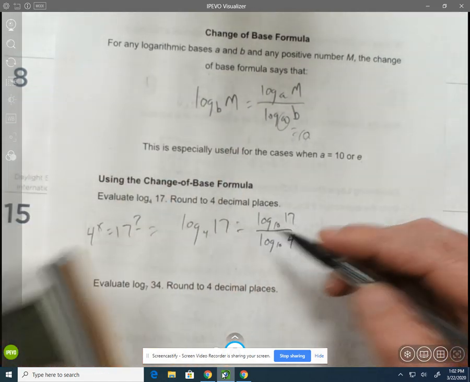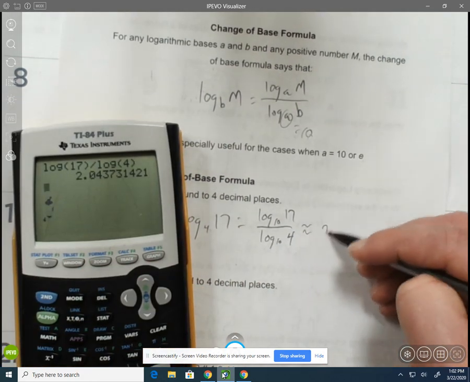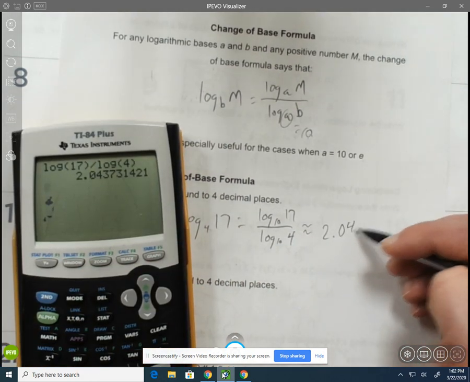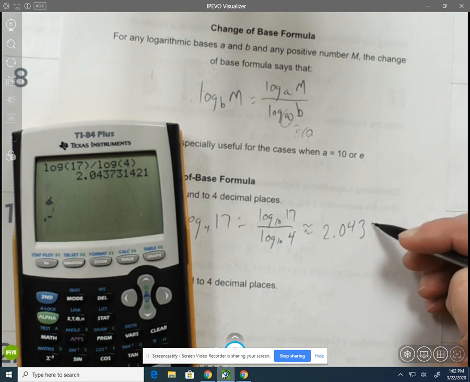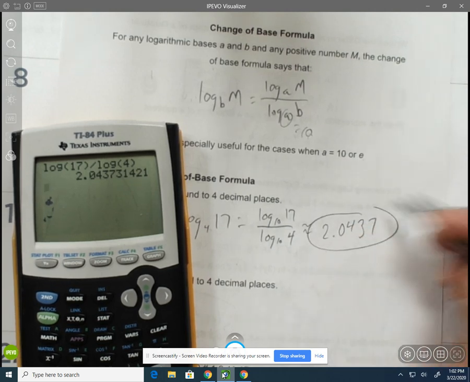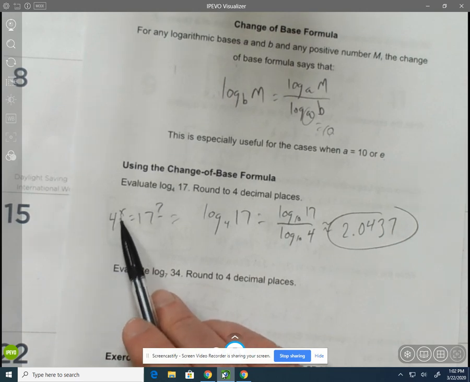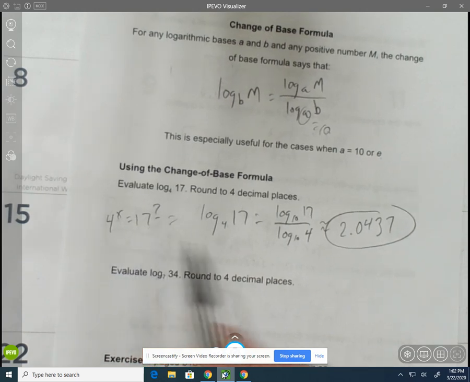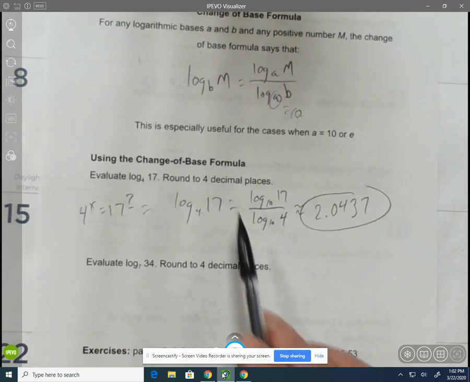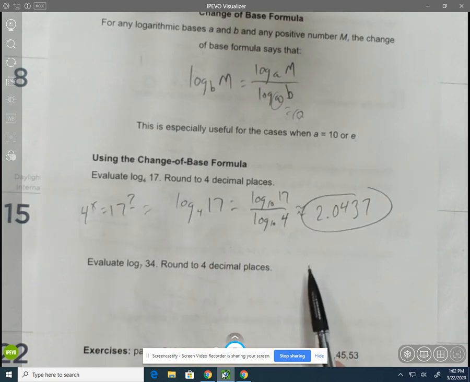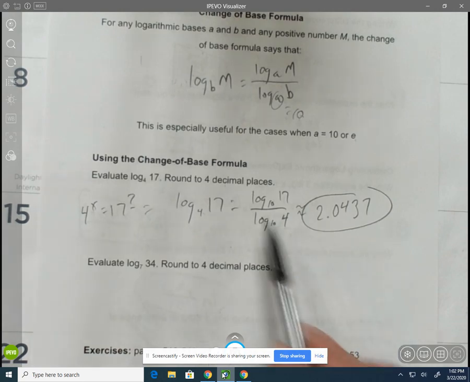It does say 4 decimal places, so this is approximately 2.0437, which is kind of what I thought. I said it was going to be something a little bit bigger than 2, because 4 to the second power would give me 16. But what this allows me to do is evaluate these logarithms using this change of base formula.